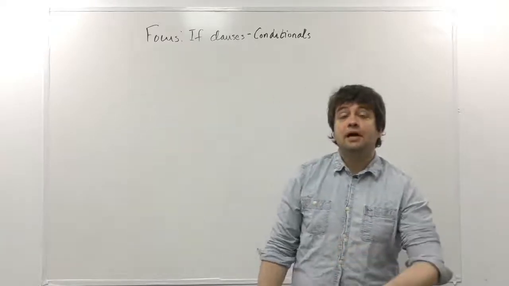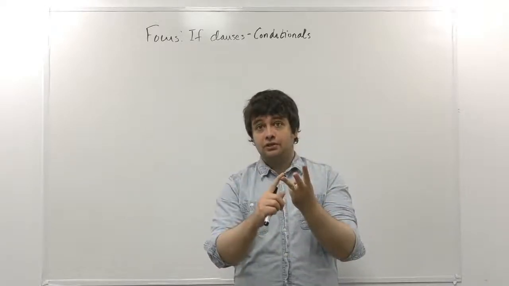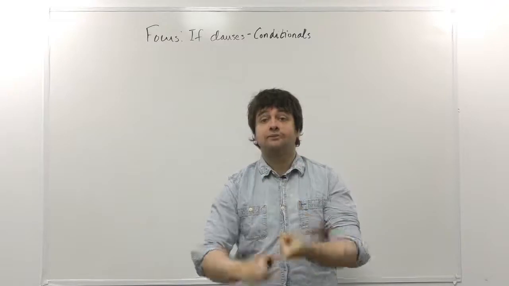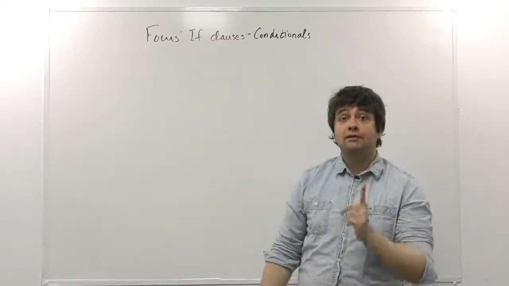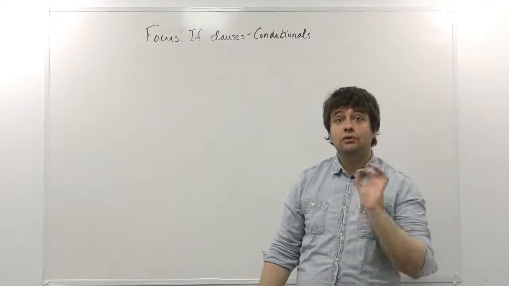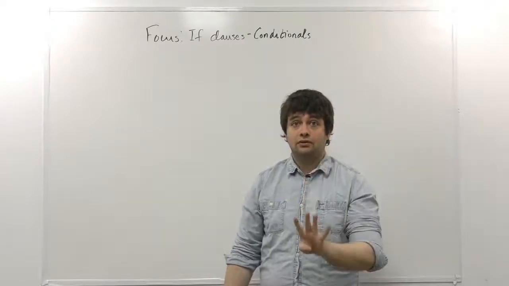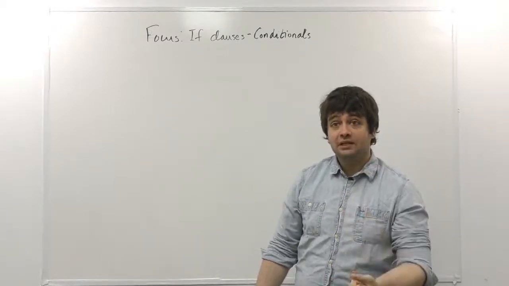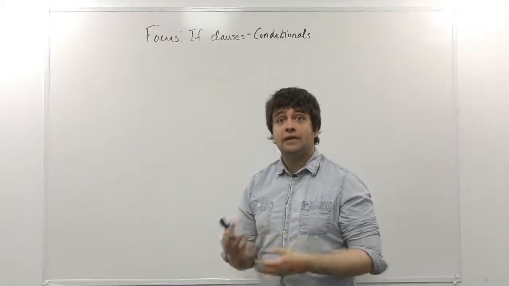Now, a lot of people say that we have three conditionals in the English language, right? The first conditional, the second conditional, and the third conditional. Now, this is true. We do have three conditionals, but we also have an additional conditional. We also have the zero conditional. So actually, we have four conditionals in total. The zero conditional, the first conditional, the second conditional, and the third conditional. And that is what we're going to talk about in our first class here.